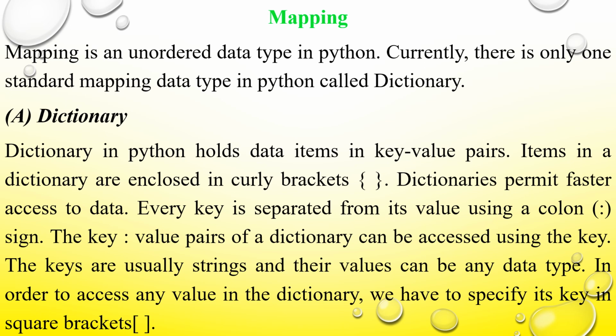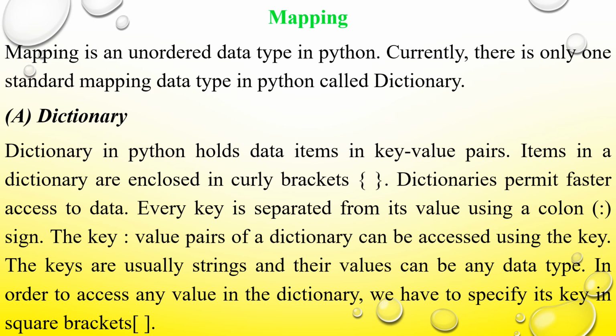That means the values for a dictionary in Python will be given in pairs, and that pair is a key value pair. Each of those items, that is each key value pair in a dictionary, is enclosed in curly brackets. That means those values are written inside the curly brackets. A dictionary permits faster access to the data, and every key is separated from its value using a colon sign.